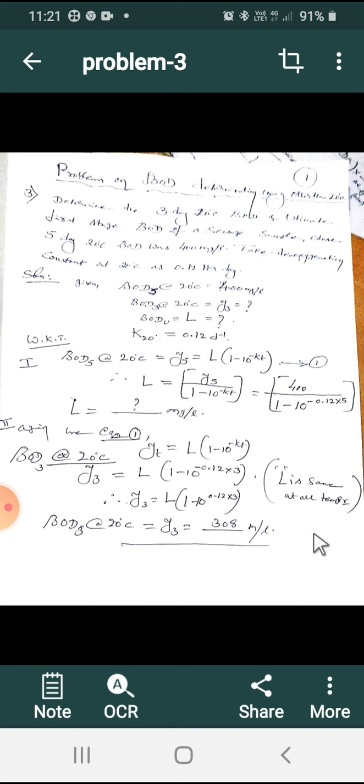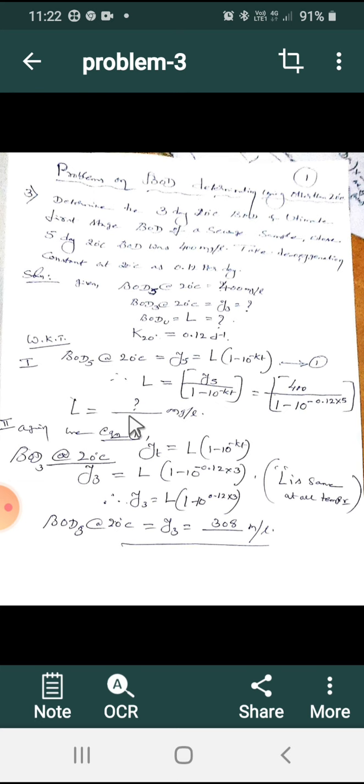It is not m per L, this is milligram per liter. This problem is solved. I have not given the value of L here, but anyhow, L will always be the maximum value compared to any other values. How much will it come? It is more than 400. The 5-day BOD is 400, but the ultimate BOD is more than that. It is common sense.